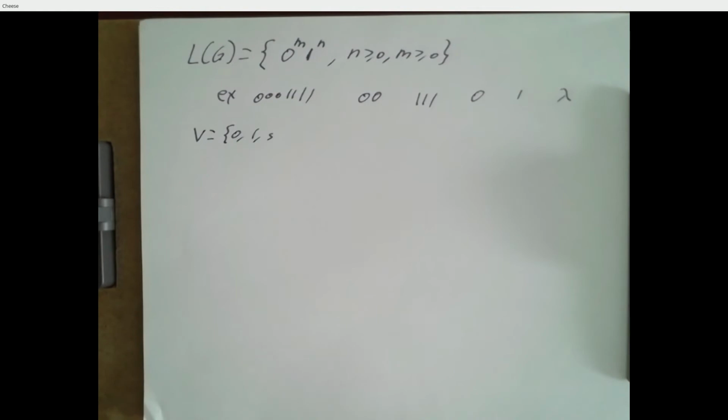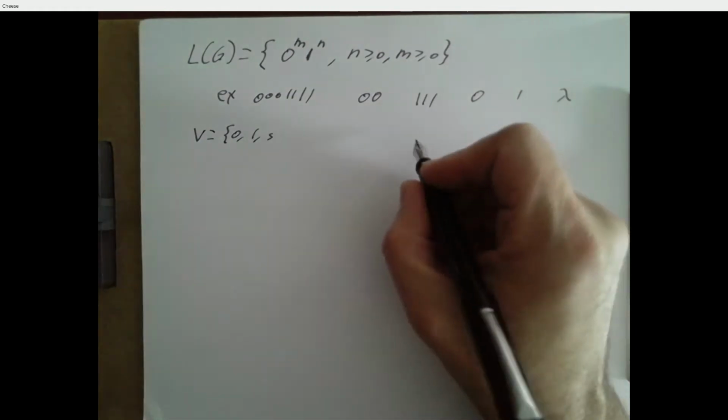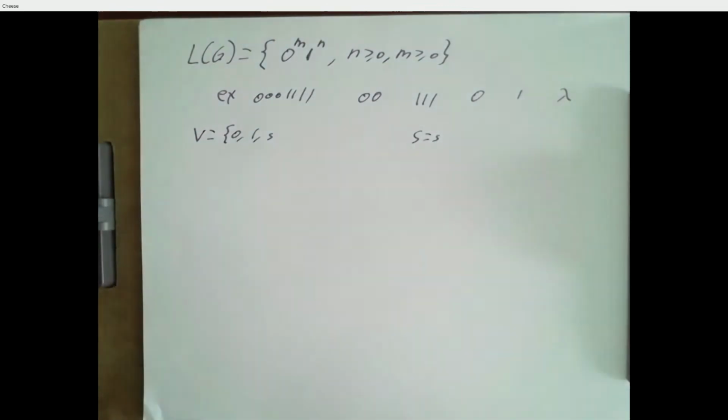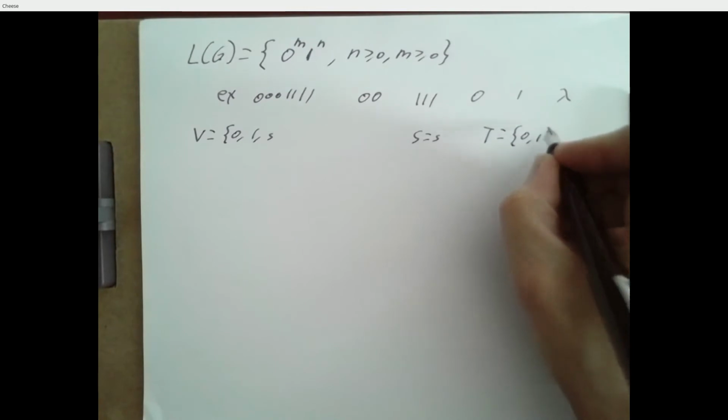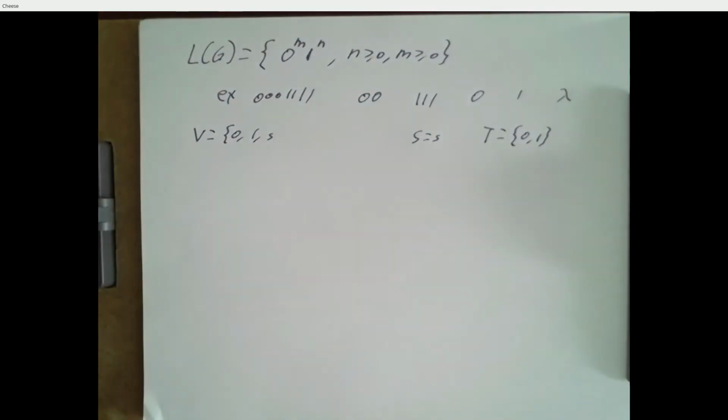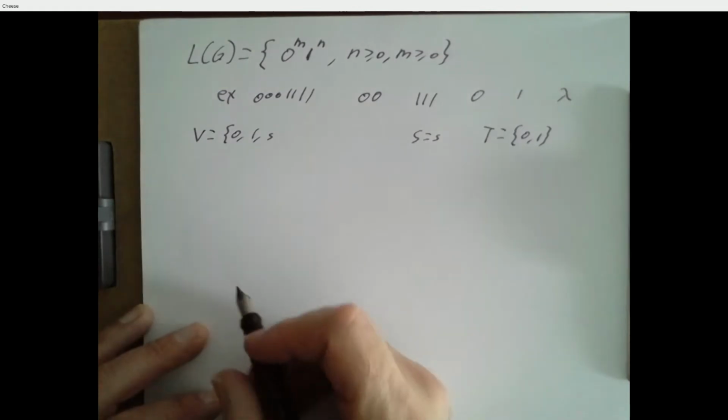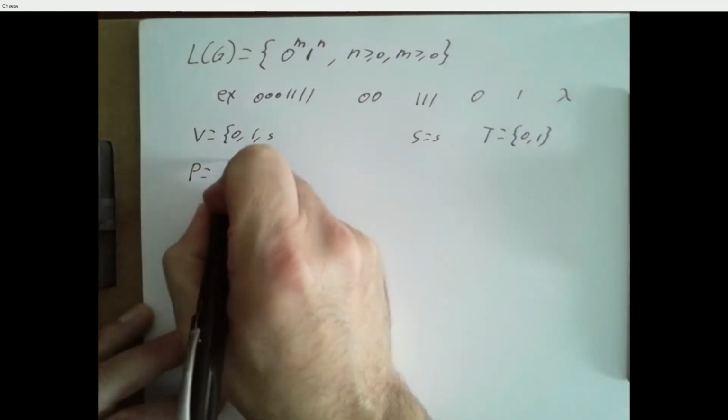So again, we want our vocabulary to contain at least a 0, a 1, and a start symbol. S is going to be our start symbol. Our terminals will be just 0 and 1, because every word recognized by this contains at most some zeros and ones. And now we want to set up production rules.